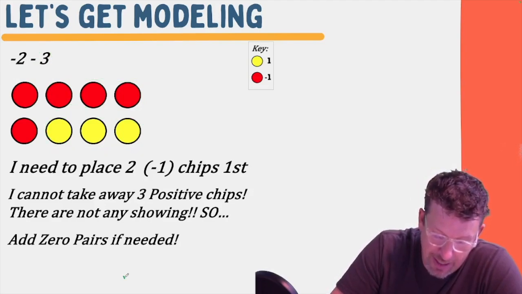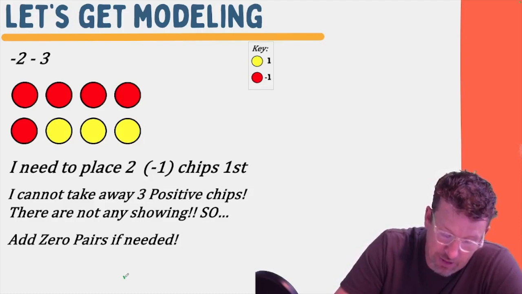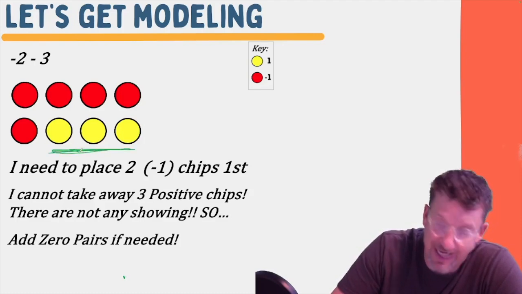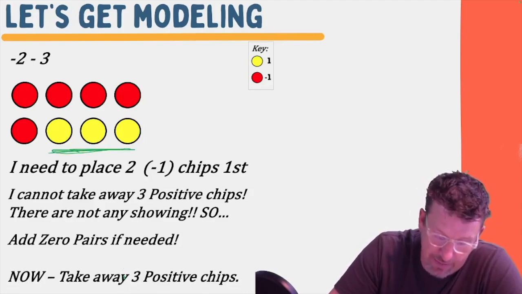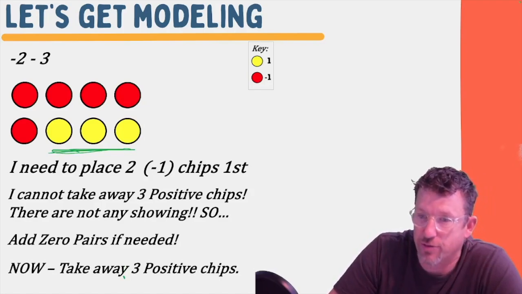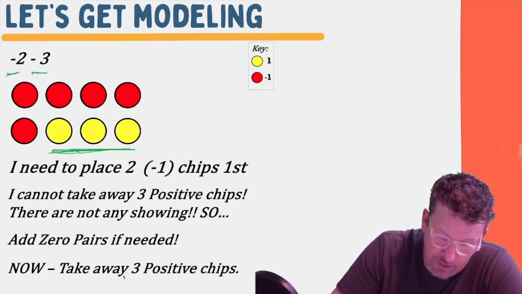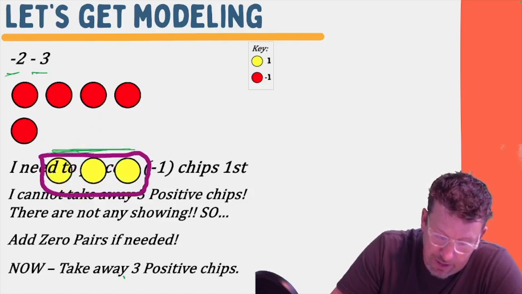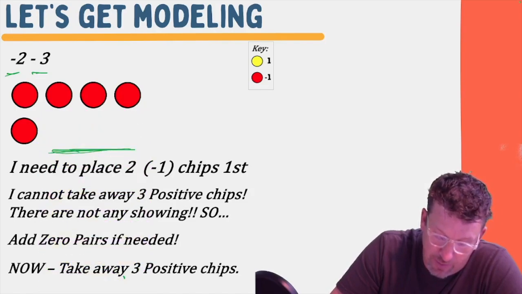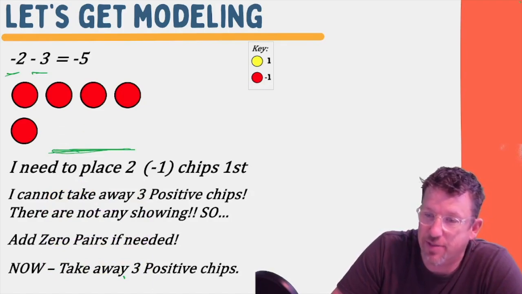So now we're going to do the next step, which is I added my zero pairs so that I would have 3 positives. I needed to have those 3 positives for the next step. Now take away those 3 positive chips. Because remember, it's -2 minus +3. So we're going to circle those. And we're going to take them away. And whatever I have left is my answer. I have 5 negative chips left over.